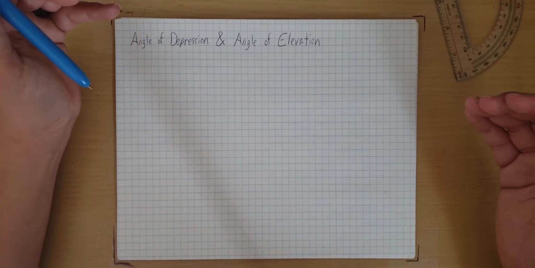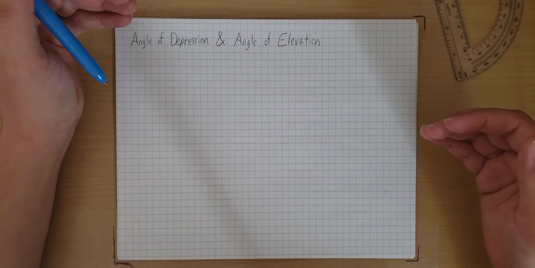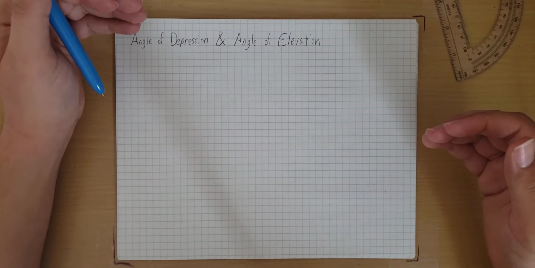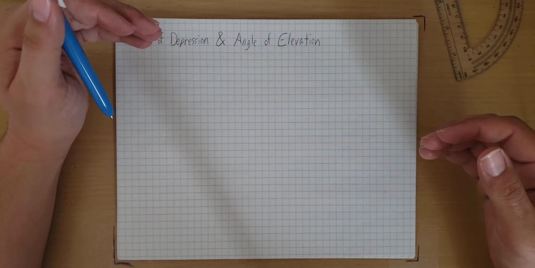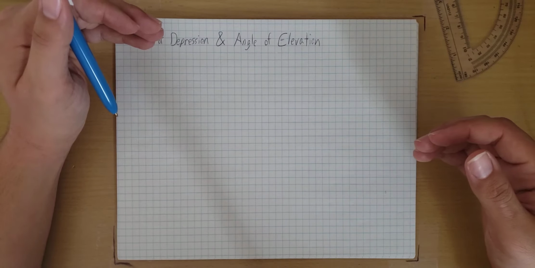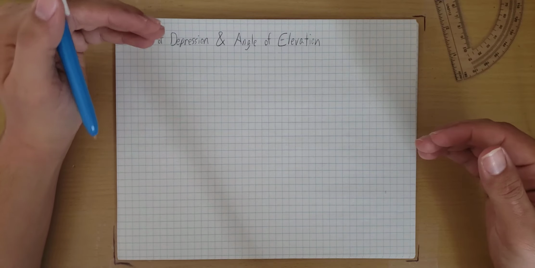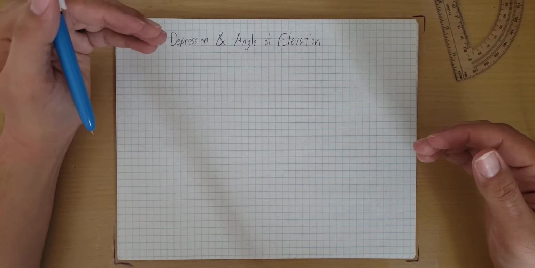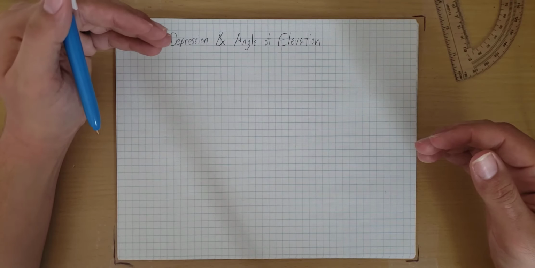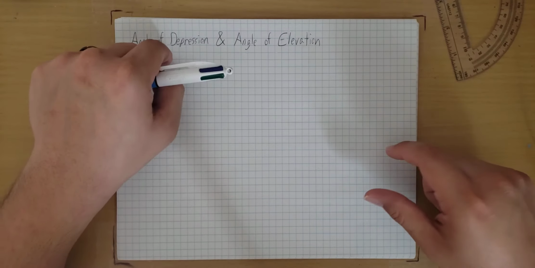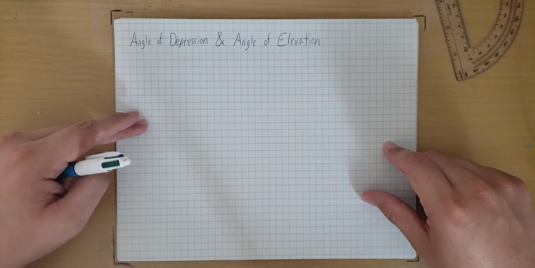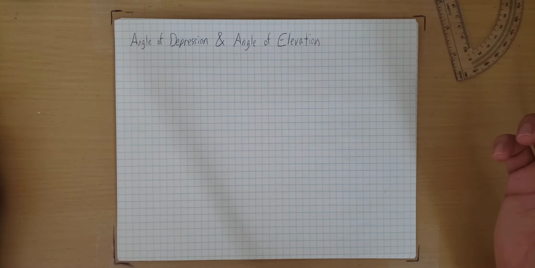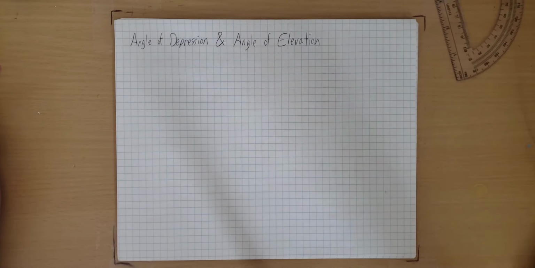All right, so your angle of depression is an angle formed by a horizontal line and the line of sight to an object below the horizontal line. And then the angle of elevation is an angle formed by a horizontal line and the line of sight to an object above the horizontal line. So both of these angles are based off of a horizontal line. It's just that one opens upward, the other opens downward. Line of sight, just think about what you're looking at.